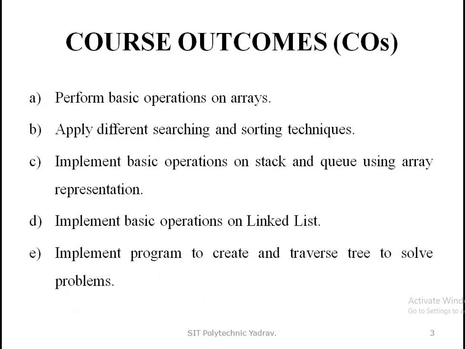Next point is the course outcomes, COs. Course means your subject, that is one type of course. After learning your course, what will be achieved or what you will be able to do, that is known as the course outcomes, that is COs. There are 5 COs. First, perform basic operations on array. In this way, basic operations are learned, that is insertion, deletion, sorting, etc.